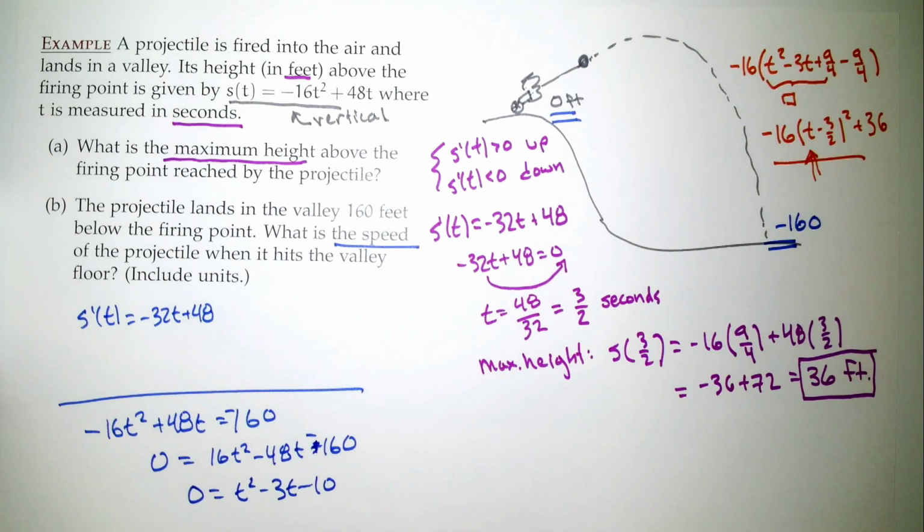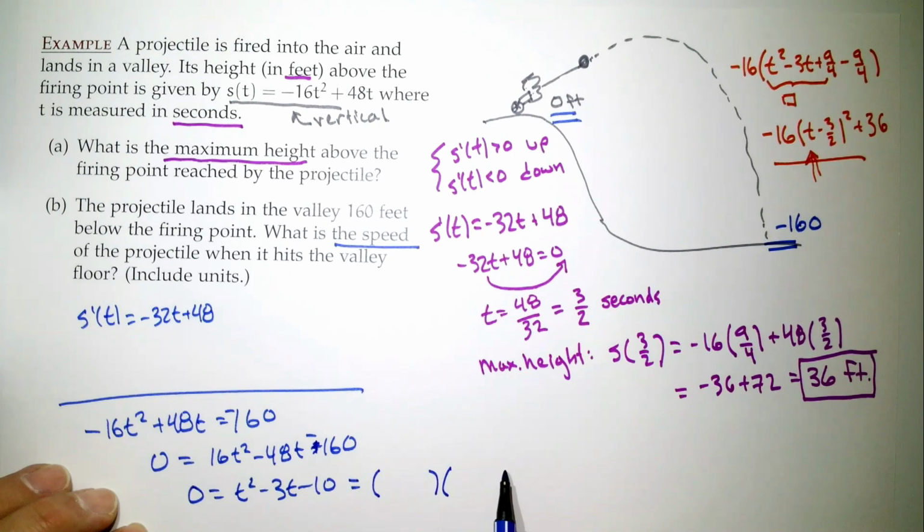Now what happens? Well, hopefully it factors. Does it factor? He says as he writes it down like it factors. It does factor. t minus 5, t plus 2. Because negative 5 times 2 gives negative 10, and negative 5 plus 2 gives negative 3. So, when do I hit the valley?